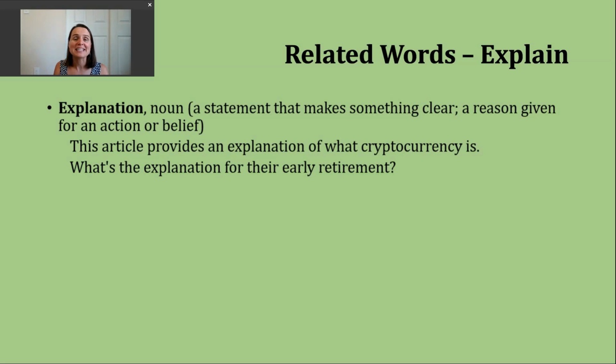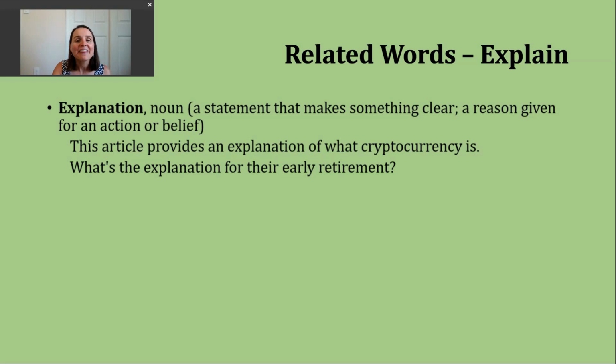A second way to use the noun explanation is to refer to a reason that is given for some action or maybe a reason given for a particular belief. An example of that meaning might be, what's the explanation for their early retirement? So, pretty common in the United States that people retire around the age of 65. They might be a little bit older or a little bit younger, but if we heard news that maybe someone's 45 and they're retiring, you might want to know what's the reason for that because it seems a little more uncommon.